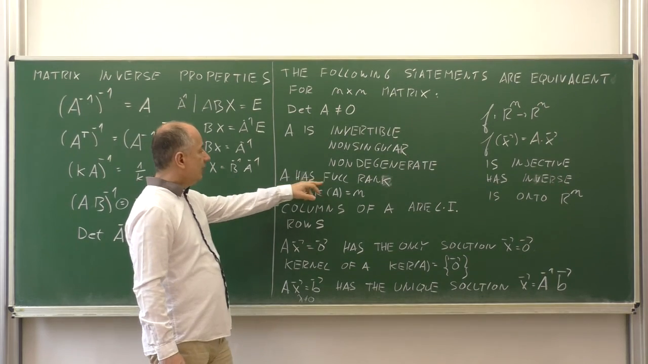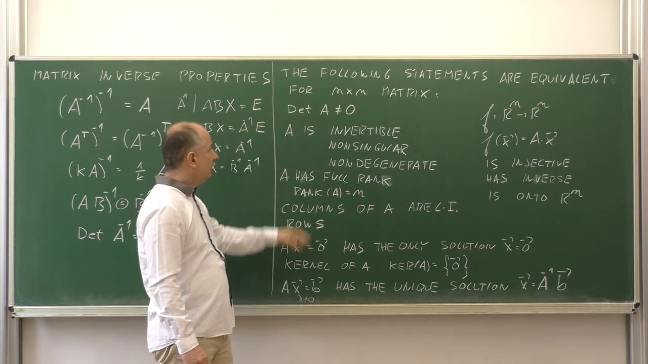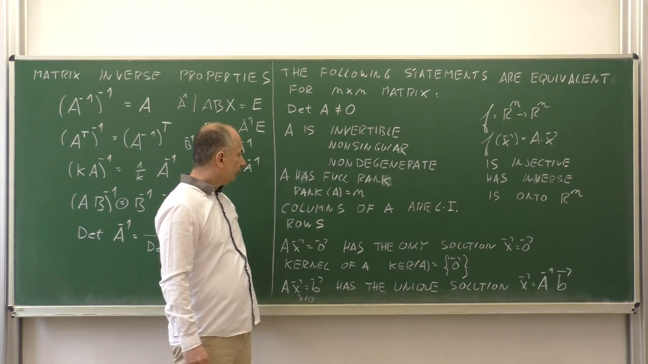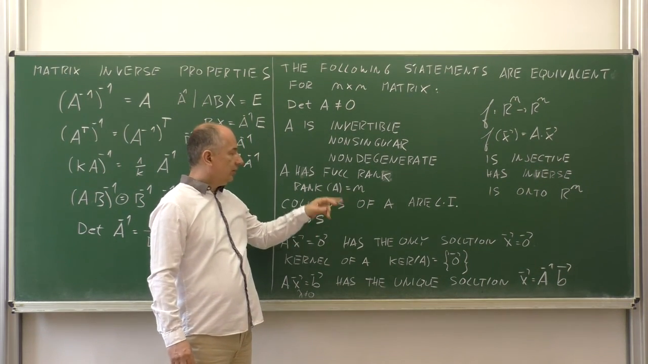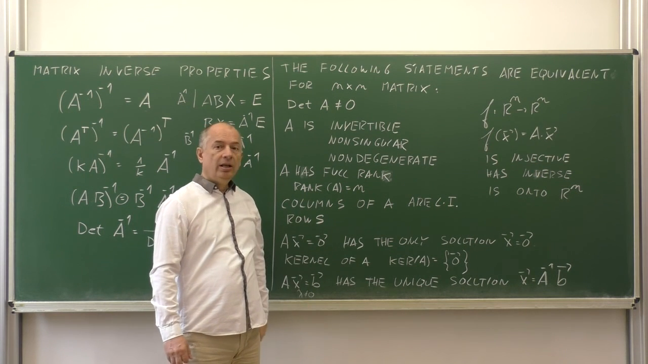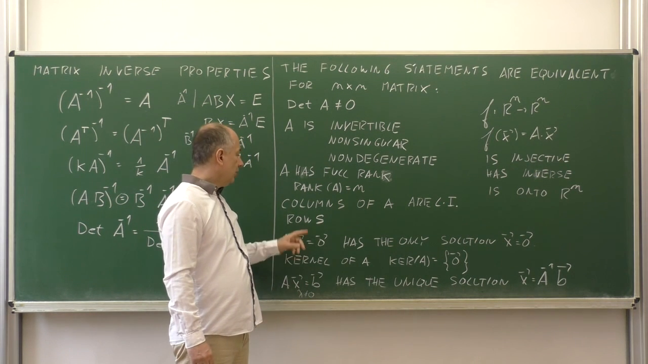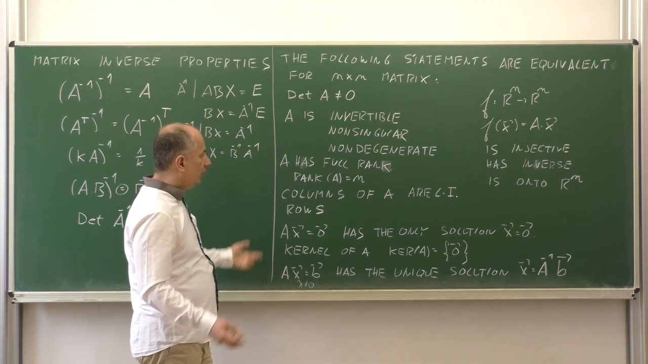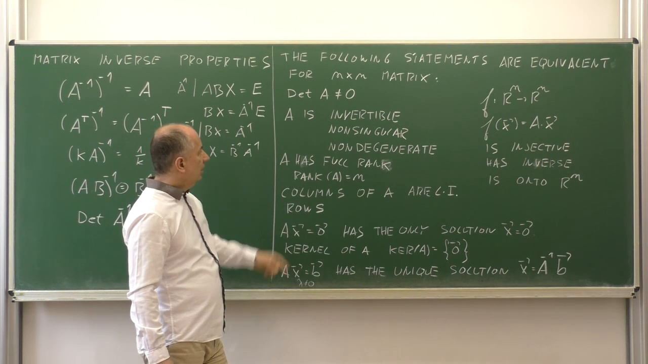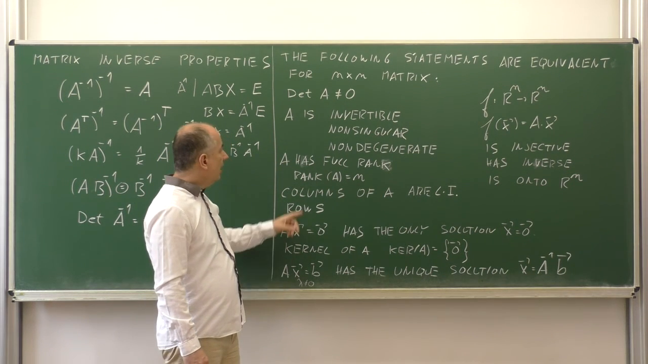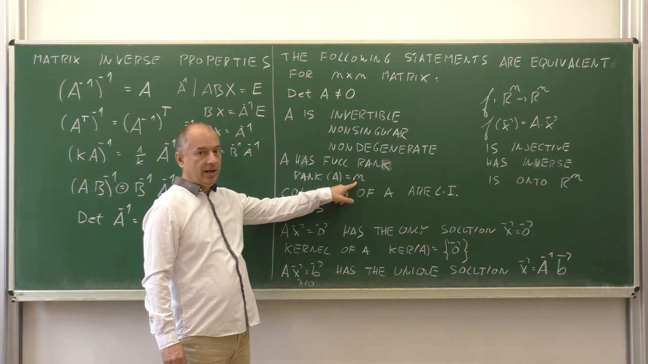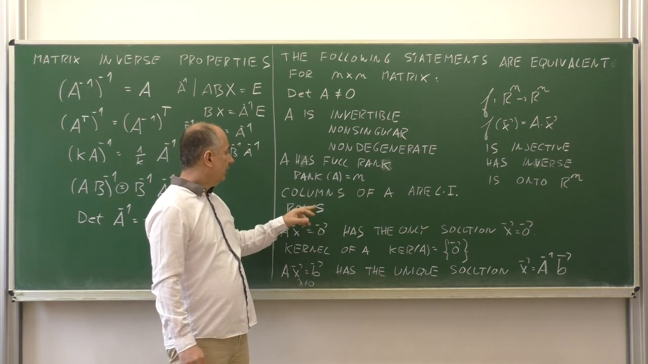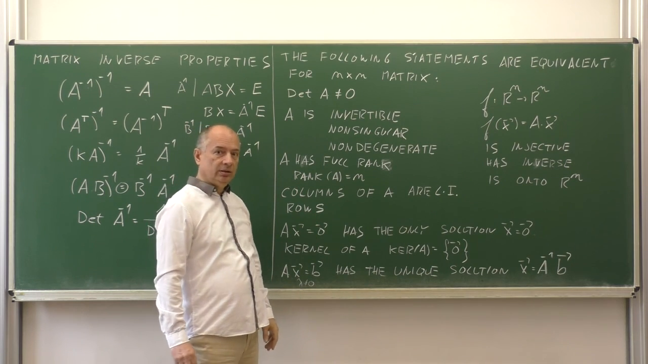It means A has the full rank. That means if it is an n by n matrix, then the rank is n. That means that the columns of the matrix A are linearly independent. And so are the rows linearly independent. The opposite would be the case when the determinant is equal to 0, and then the rank will be less than n. But we don't know exactly how much, only that it is less than n. And the columns and rows will be linearly dependent.